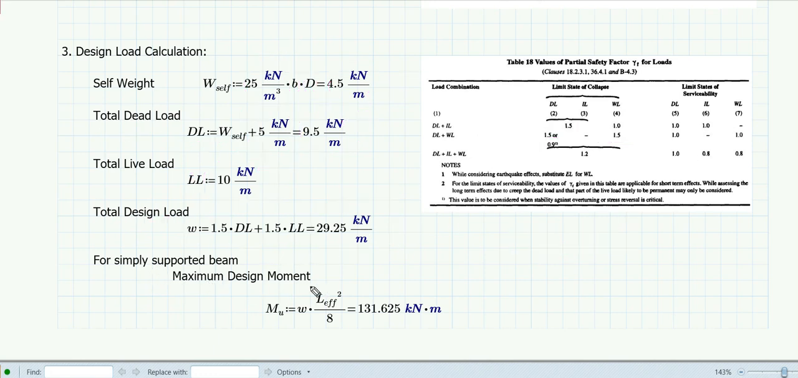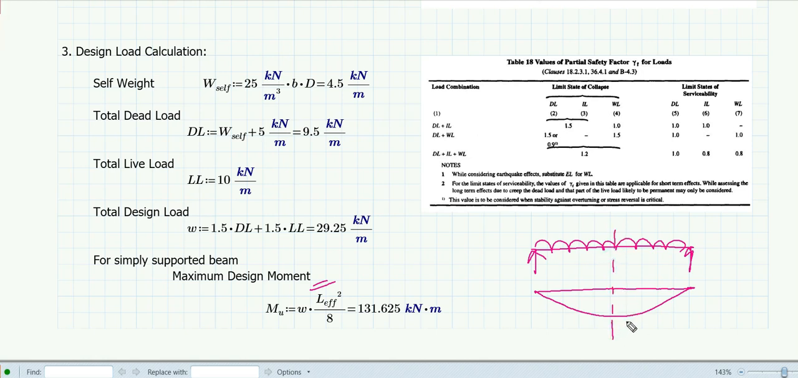Now let's find out the maximum moment. You should remember the BMD of a simply supported beam with a UDL. Suppose this is the simply supported beam with UDL. You know that the moment diagram is something like this, with the maximum moment at the center, and this value is WL square by 8. The beam has a different moment at different locations. If you design for the maximum moment, then obviously the other sections will be safe.